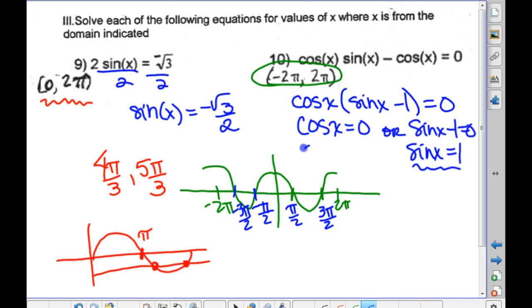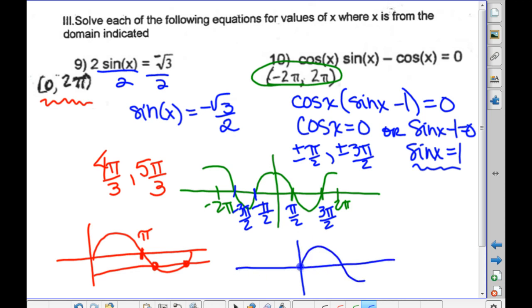So this has 4 solutions, plus or minus pi over 2 and plus or minus 3 pi over 2, or you can write them all out. Now, where is the sine equal to 1? Exactly 1. Okay, be careful. This one's not even, or it is odd, I'm sorry, not even. So here, if this is pi over 2. And where's the other place over here?